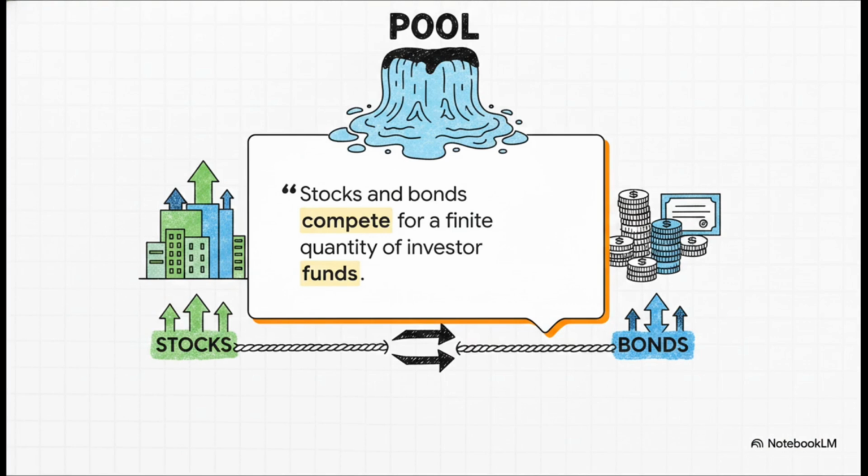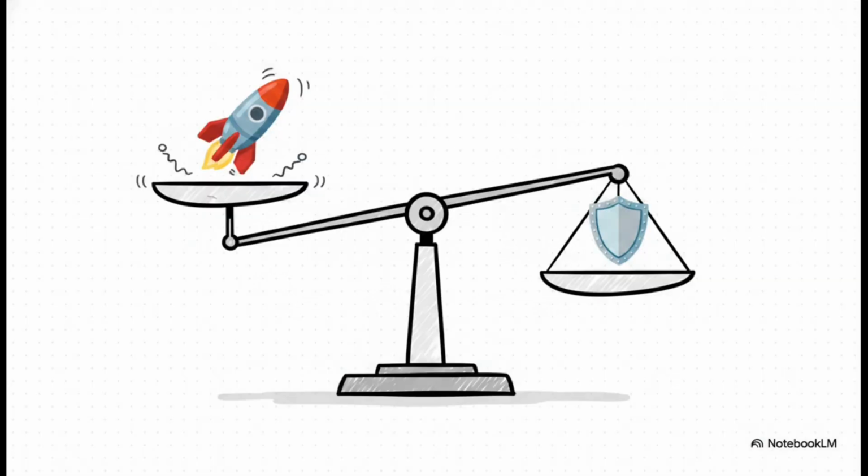You have to think of all the investment money in the world as one giant but limited pool of capital. And stocks and bonds are in a constant tug of war, fighting for every dollar in that pool. And this breaks down the classic trade-off every investor has to make. Stocks, on one hand, give you a piece of the action, ownership in a company, with higher potential for growth, but of course higher risk.